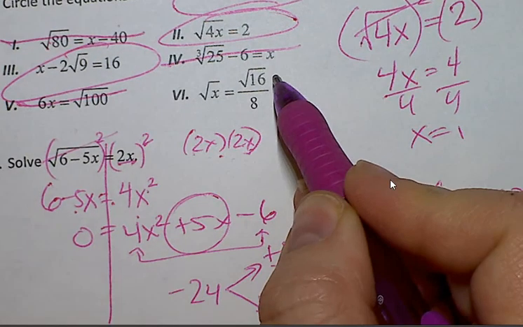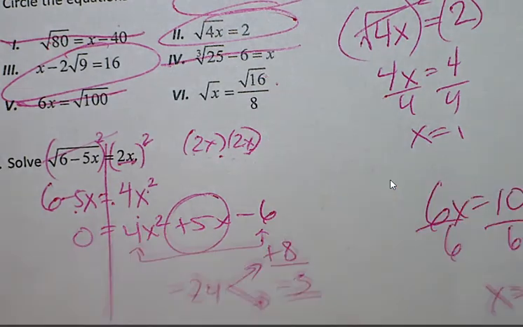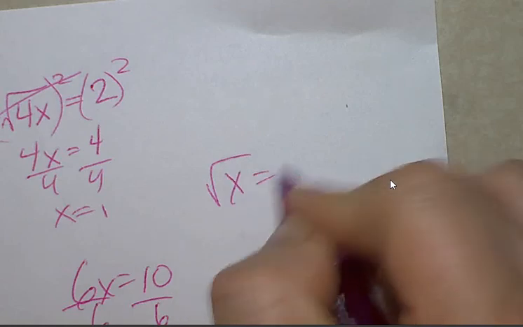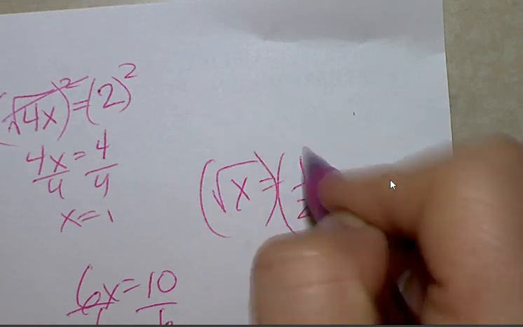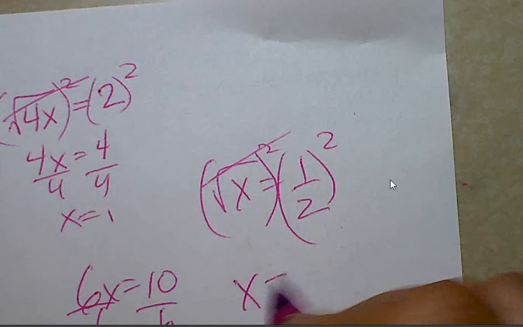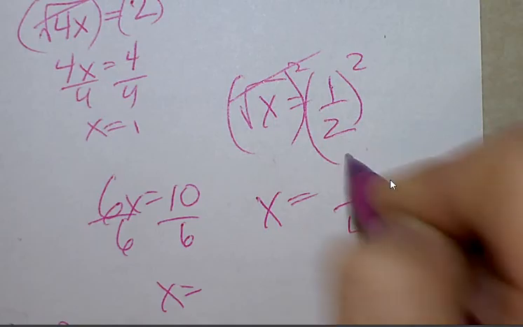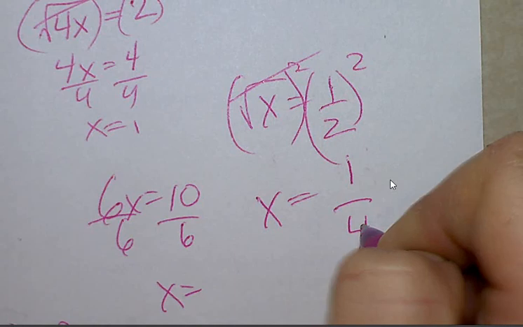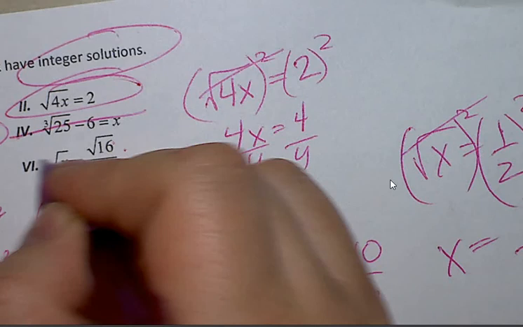Square root of 16 is? 4. So what does 4 over 8 reduce down to? Again, how do we eliminate a square root? We square both sides. 1 squared is 1 and 2 squared is 4. Although 1 and 4 are both integers, 1/4 is a decimal or a fraction. It's not an integer, so we get to cross out Roman numeral 6.